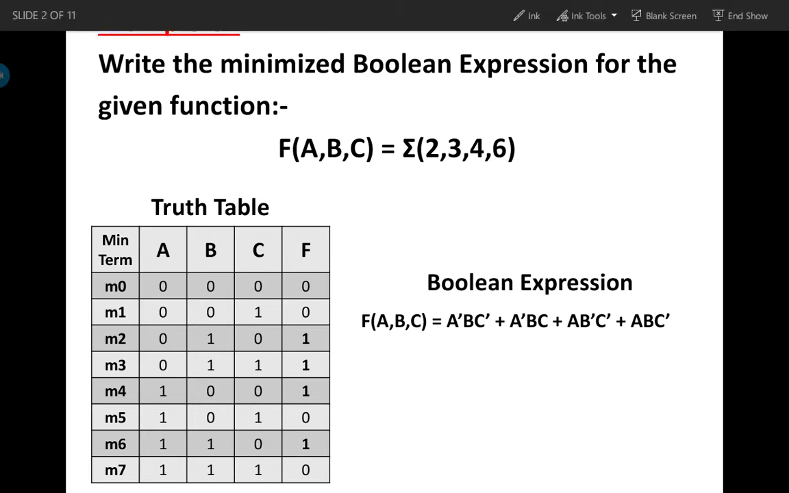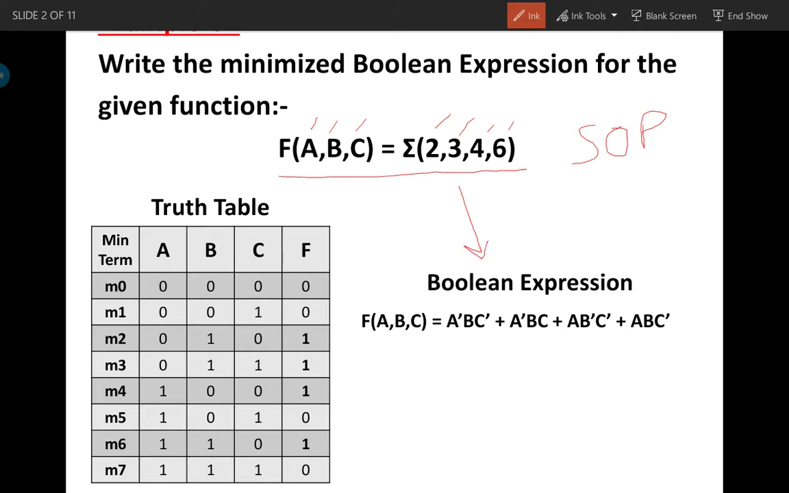In this example we are given a function. This is a 3 variable function, so the 3 variables are represented as A, B and C. They are given as a summation of 2, 3, 4 and 5. Summation indicates that this is an SOP form. The expression is given in the SOP form, and the min terms given are 2, 3, 4 and 6.